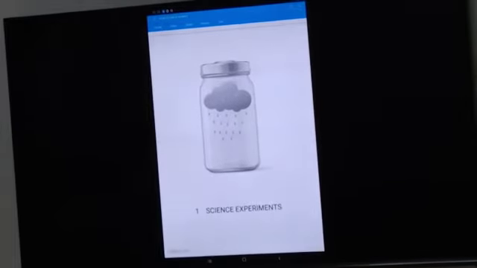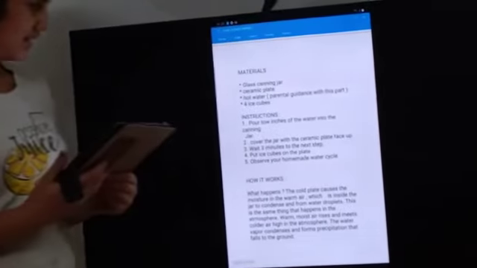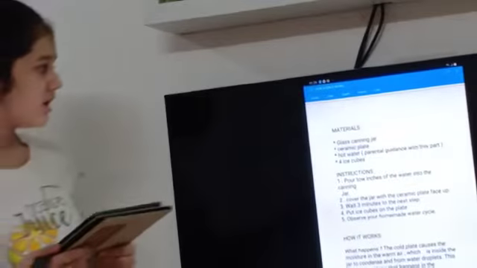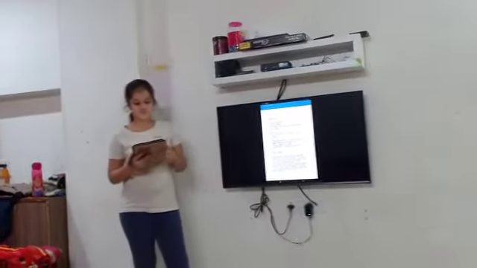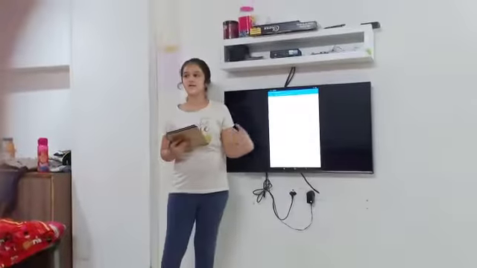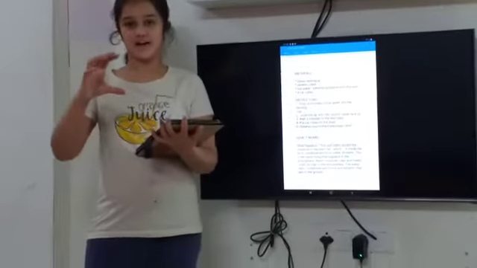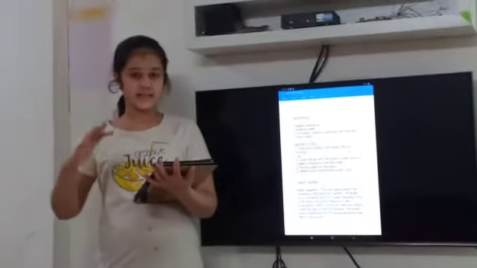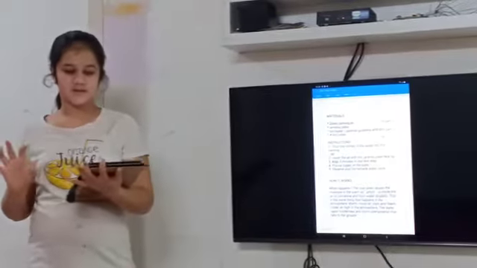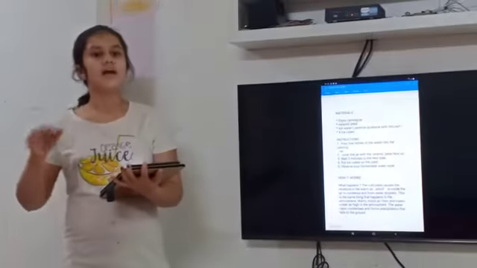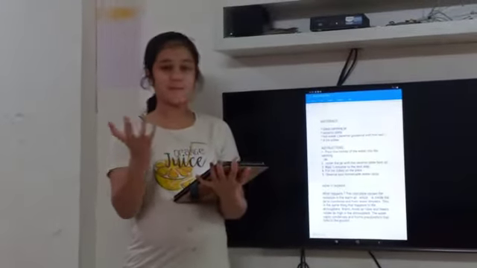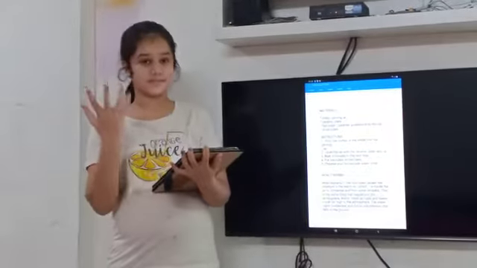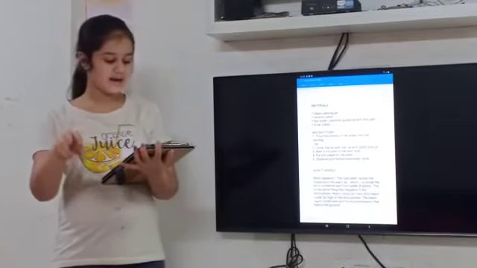So now I am going to share my science experiment. This is related to rain. In this project, the materials used are a glass cylinder jar, a ceramic plate, hot water and 4 ice cubes. I will explain how to use them in the experiment. When we have a ceramic jar, we boil the water for 3 to 5 minutes. After it, you put a ceramic glass plate on it. On that you put ice and it shows.